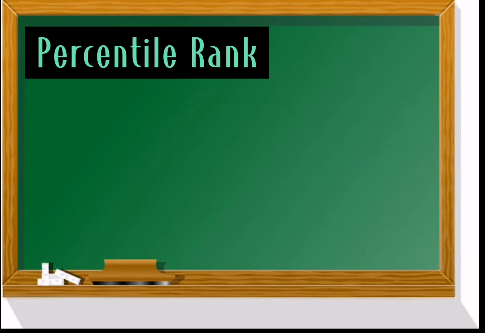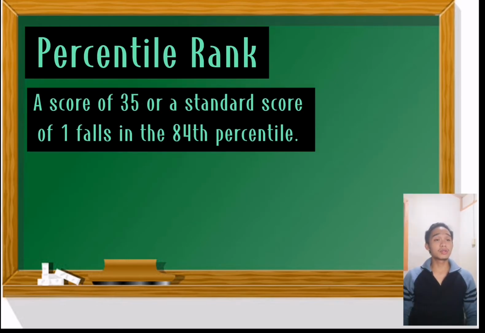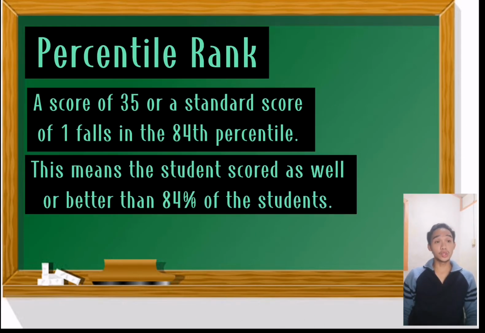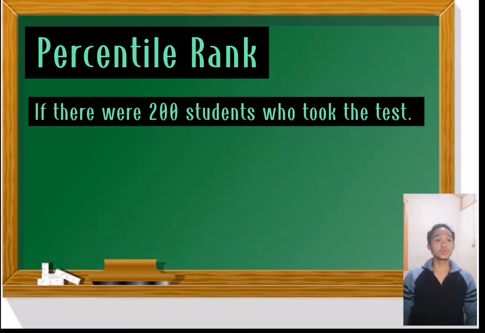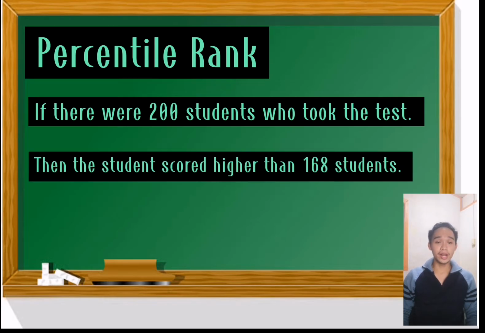Below only. For example, a score of 35 or a standard score of 1 falls in the 84th percentile, which means the student scored as well or better than 84% of the students in the sample. We could also say that the student's score is in the upper 16% of the norm group. If there were 200 students who took the test, a percentile rank of 84 indicates that the student scored higher than 168 students.